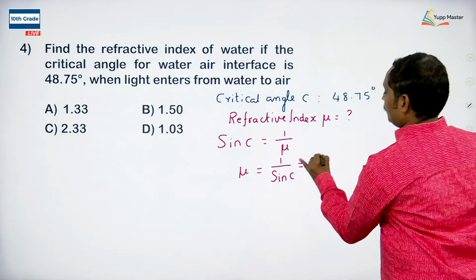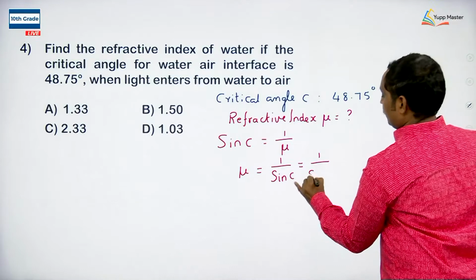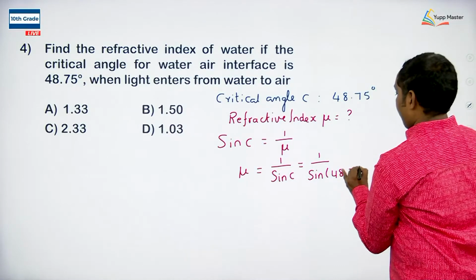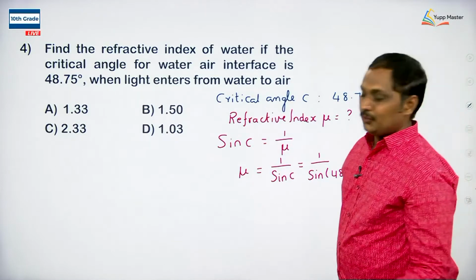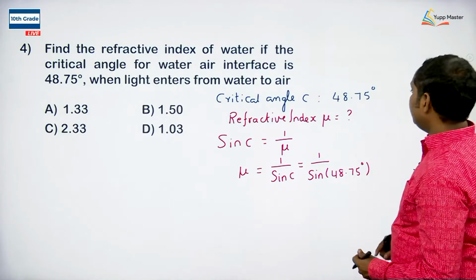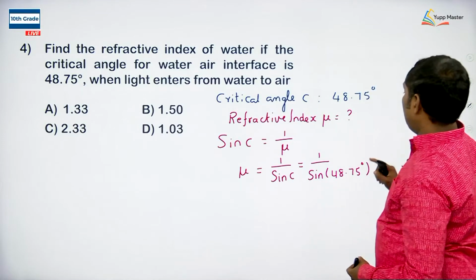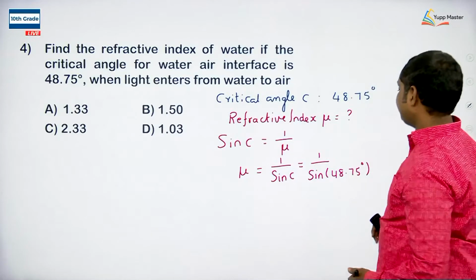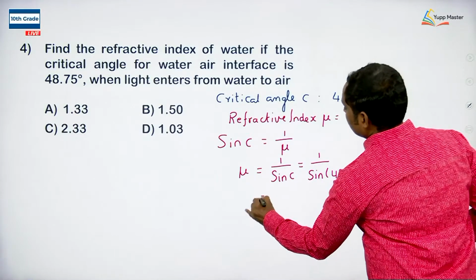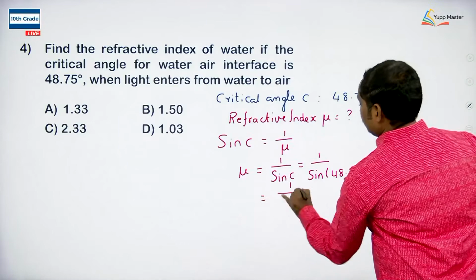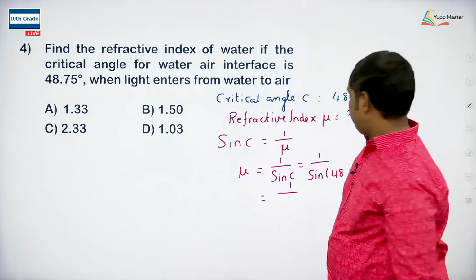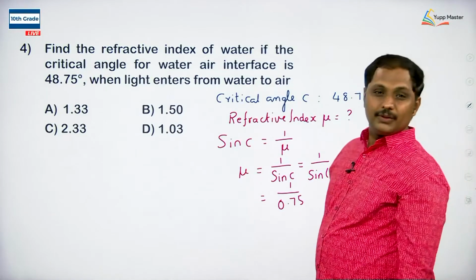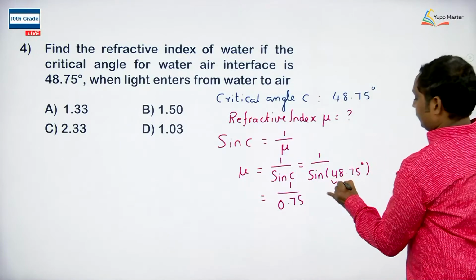So, that is equal to 1 divided by sin 48 degrees. So, if you are taking the sin of 48.75, that value is estimated at approximately 0.75. So, this is the approximate value.